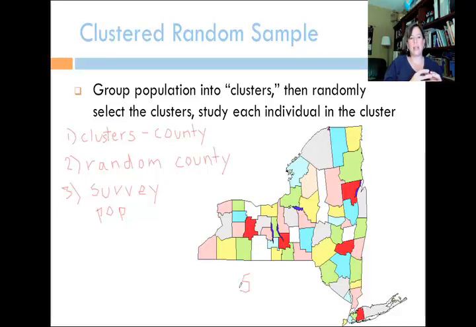A mistake that can often be made in cluster random sampling is that once you group your individuals into clusters, one mistake is just to select one cluster and to randomly select individuals within that one cluster. But that's not how clustered random sampling works. At the basic level, what is randomly selected are the clusters or the groupings, not the individuals at this level.